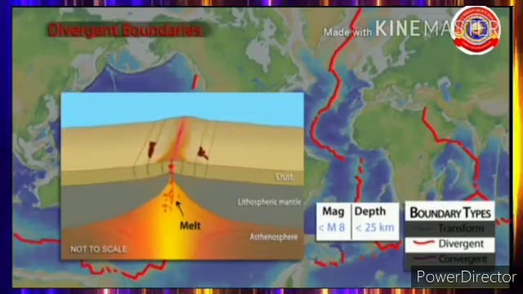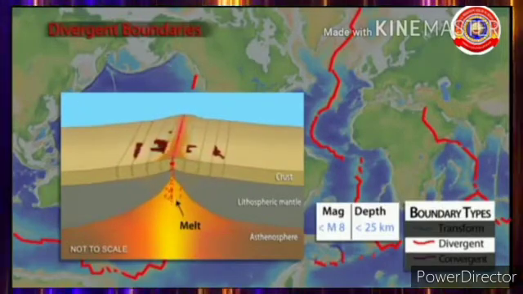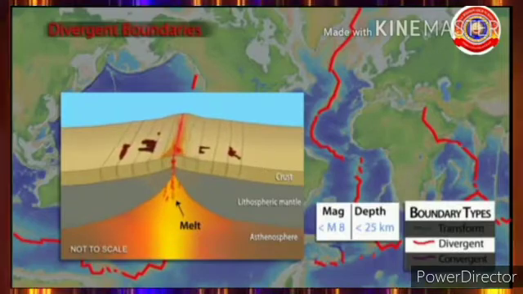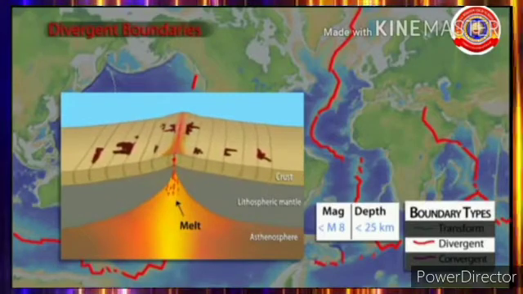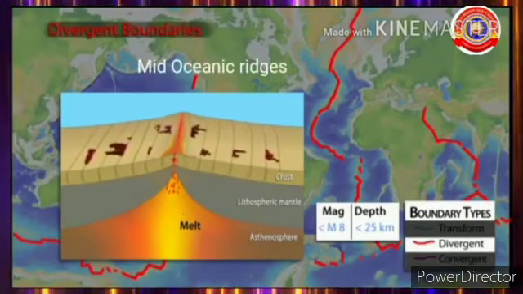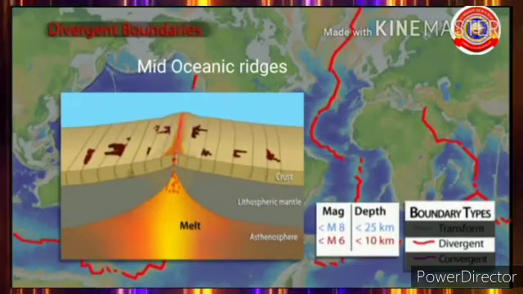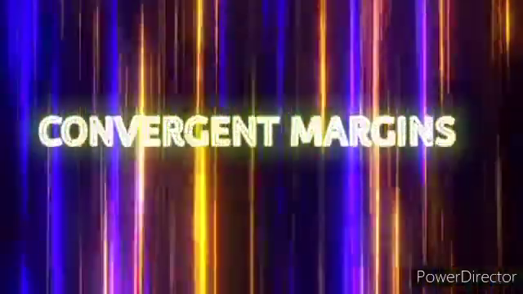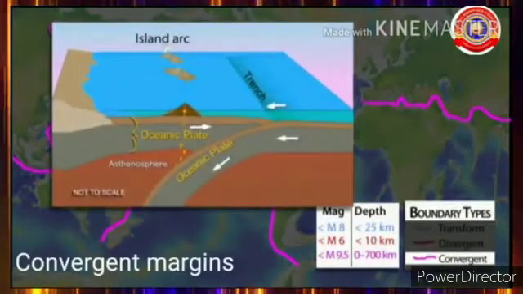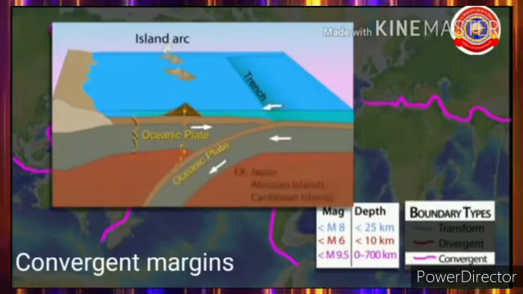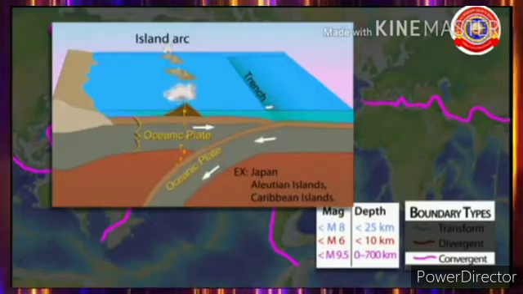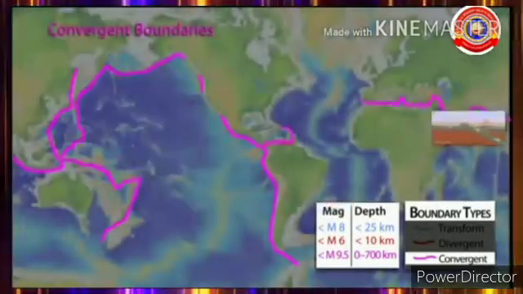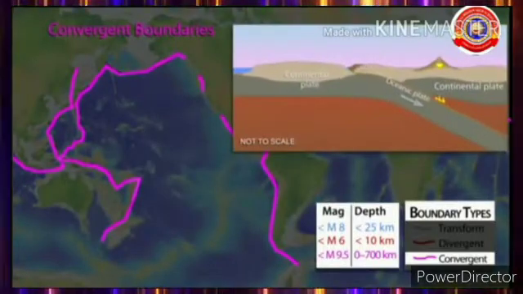Magma comes out through the gap formed due to the divergence of plates and solidifies to form mountains. These types of mountains are known as mid-oceanic ridges. Last one, convergent margins. If there is any difference in density between the plates along a convergent margin, the denser plate will submerge under the lighter one. These zones are called subduction zones.